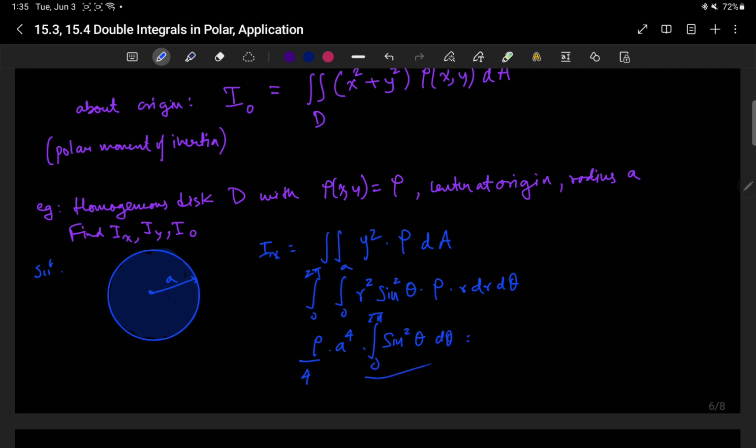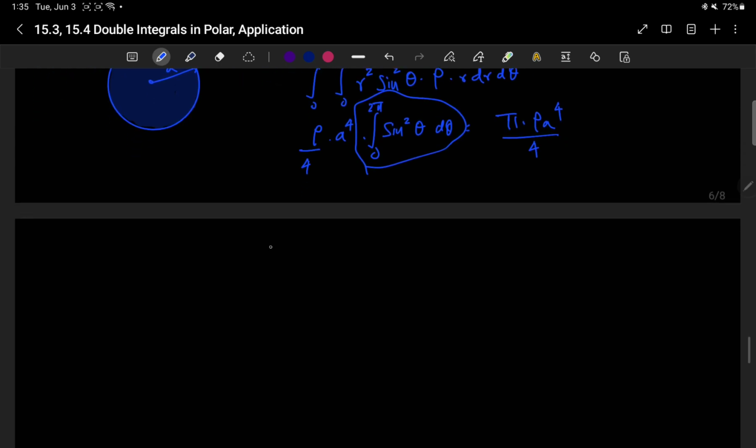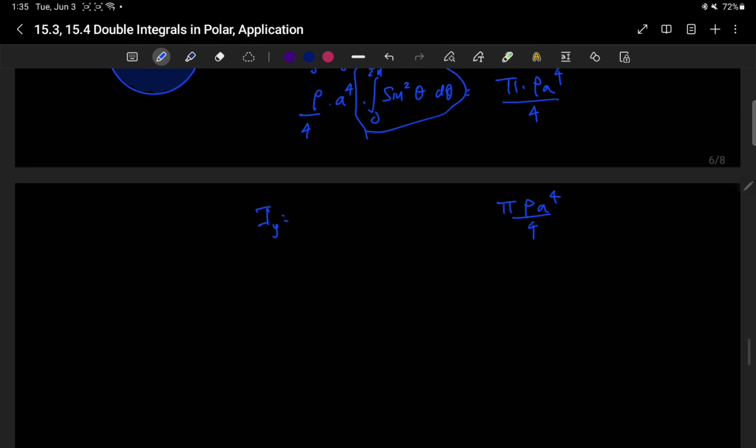And sine squared theta from 0 to 2 pi, we have seen this. When you work this out, you end up with pi. So you get pi rho a to the 4 over 4. Same thing if you work with Iy, you end up with the same, pi rho a to the 4 over 4.